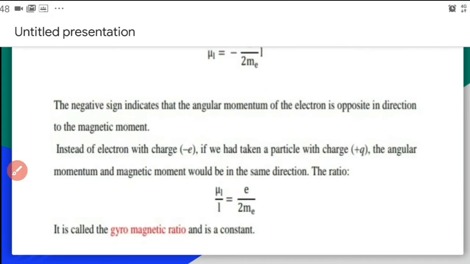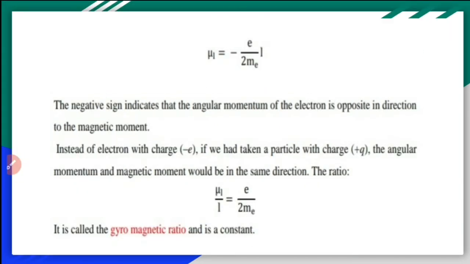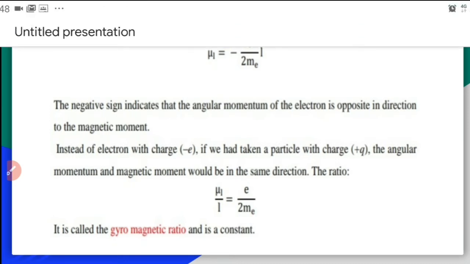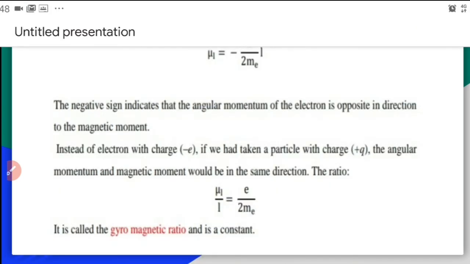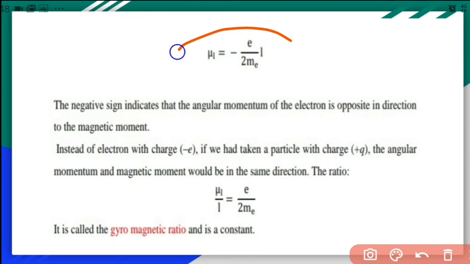And the ratio of this mu L to L. So we have mu L is this. This is the expression for mu L. That mu L by L will give you a constant, and that constant is what? Mu L by L is equal to e by 2 m e. So e is a constant, m e also is a constant, so the ratio of magnetic moment to angular momentum, mu L by L, is a constant, and that ratio is called the gyromagnetic ratio.